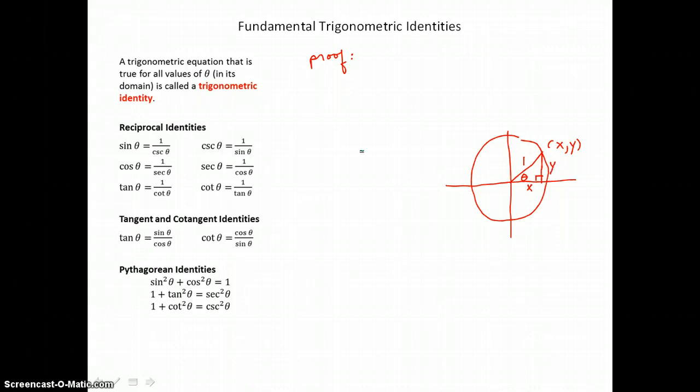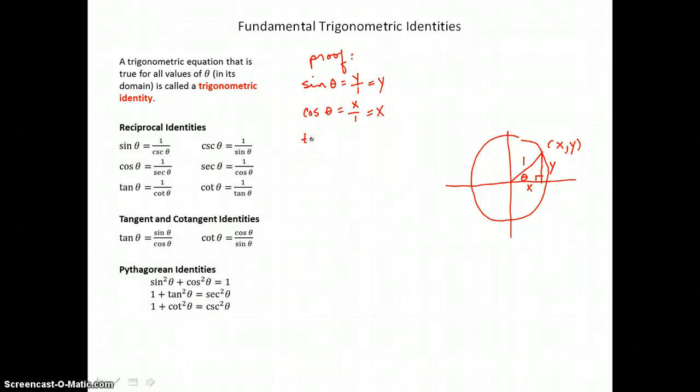length of y units. So in my proof, I want to use the definition of sine and find the sine of theta, which is opposite over hypotenuse, y over 1, or just y. The sine of theta is equal to y. And the cosine of theta, which is adjacent over hypotenuse, x over 1, simplifies to just x. So the cosine of theta is equal to x.